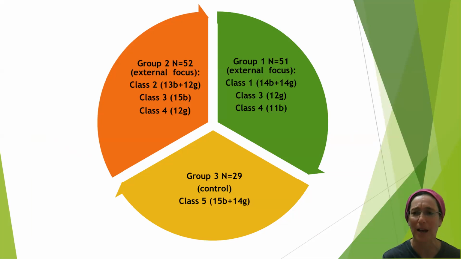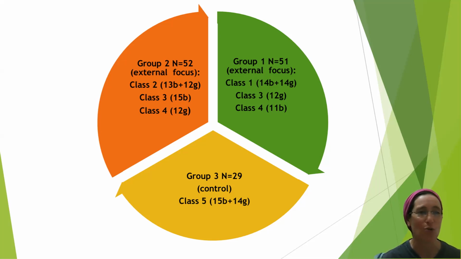We divided them, as you can see, into 3 groups: external group, internal group, and control group. In the external focus group, there were 51 children, 2 capsules of the first class, boys and girls. From class 3, we took the girls capsule, and from class 4, we took the boys capsule.